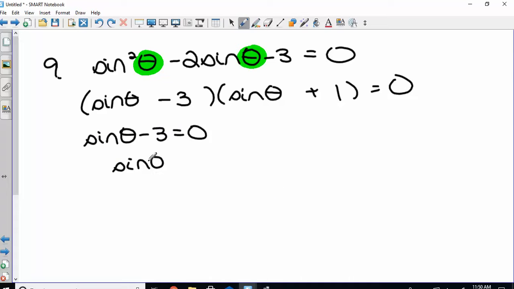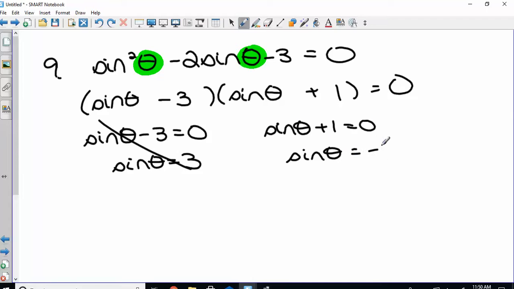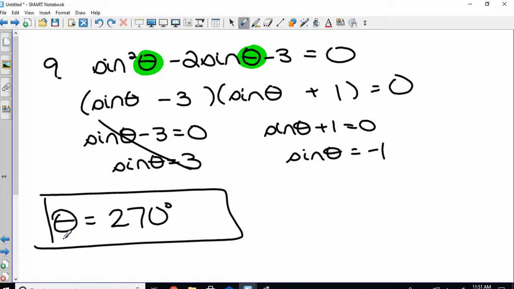So you get sine theta equals 3. Is that possible? No. If you went to your calculator and typed in sine inverse of 3, what does it tell you? Domain error. So if you don't catch it, your calculator will. This one, sine theta plus 1 equals 0, so that means sine is negative 1. So theta, think about your unit circle. Sine is your y. When is y negative 1? And if I'd said all possible solutions, you do the plus 360k, but I didn't. So that's it.